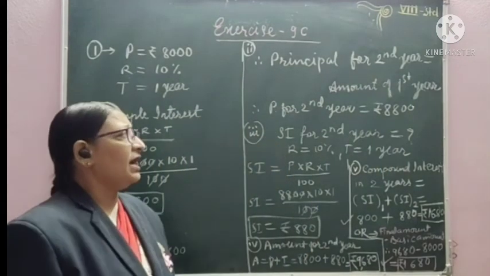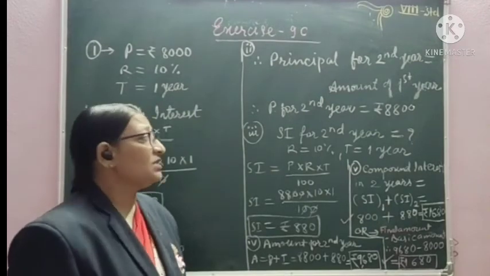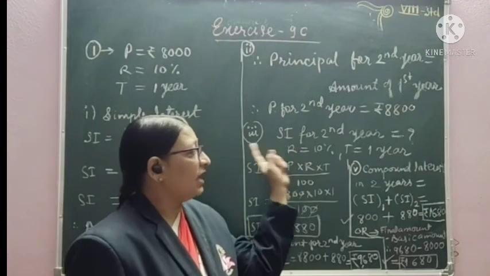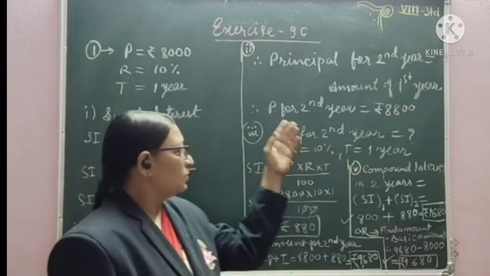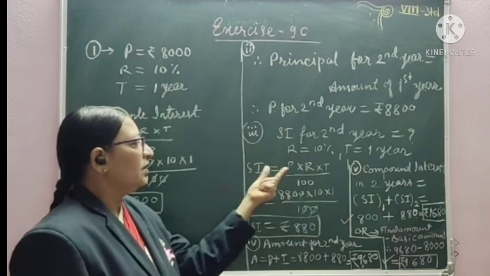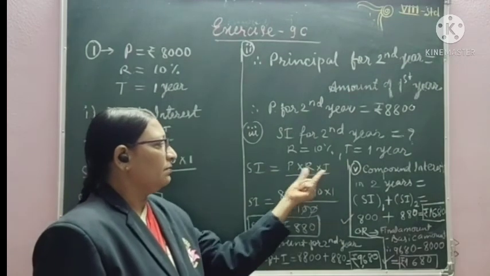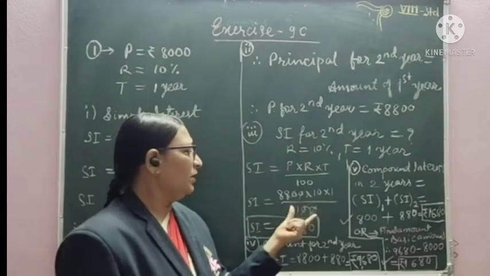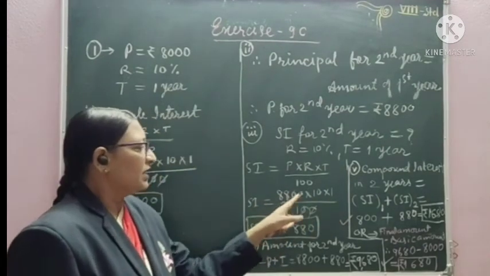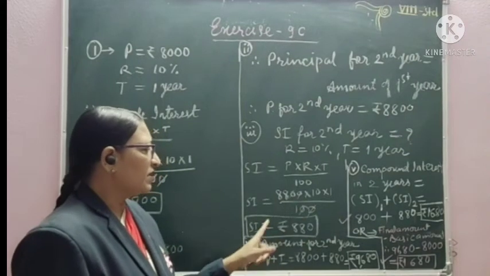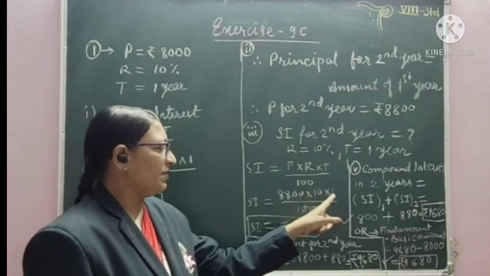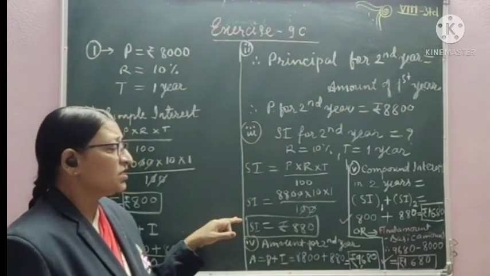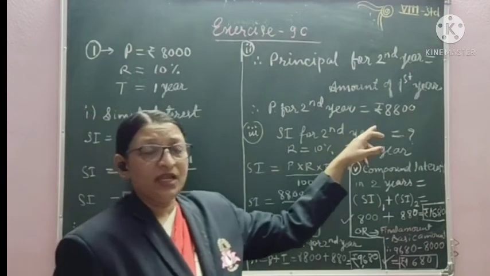Now, the third thing they ask is the simple interest for the second year. We have to calculate it on the same rate, 10%, and for the time 1 year. So, once again we calculate principal into rate into time upon 100. That is 8,800 multiplied by 10 multiplied by 1 upon 100. So, once again 0 cancels here. Simple interest is 88 multiplied by 10 multiplied by 1, that is rupees 880. So, this is the simple interest for second year.